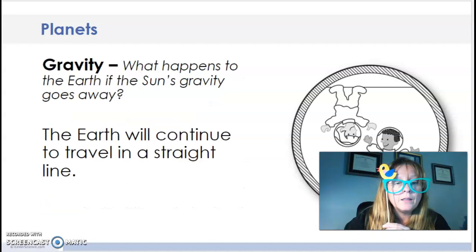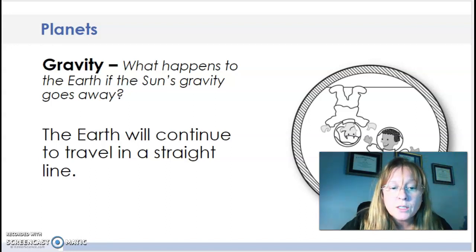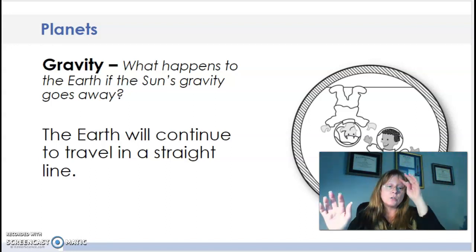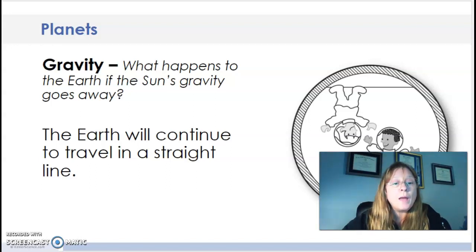Last slide. What happens to the earth if the sun's gravity goes away? The earth will continue to travel in a straight line. And that goes along with that gravity video that you watched. The ball on the string, that's it. So basically, you've got some really good simple sentence notes in this video that you could copy down or put in your own words.